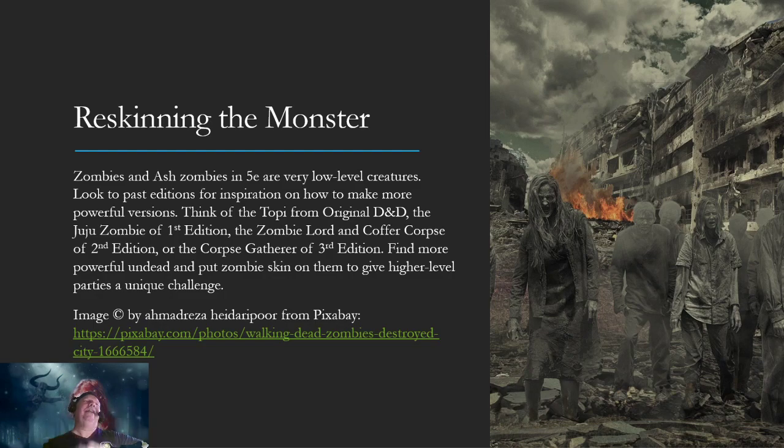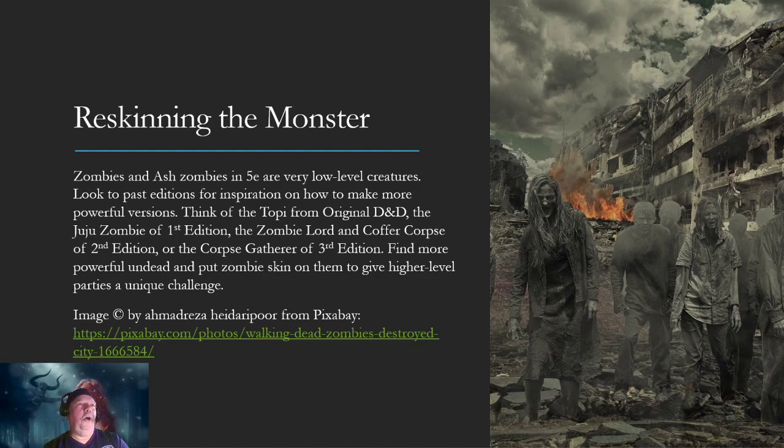So let's just say you wanted to throw a zombie at them that was a lot tougher than a normal zombie. Make them a vampire template, or no, put a zombie template on a vampire.